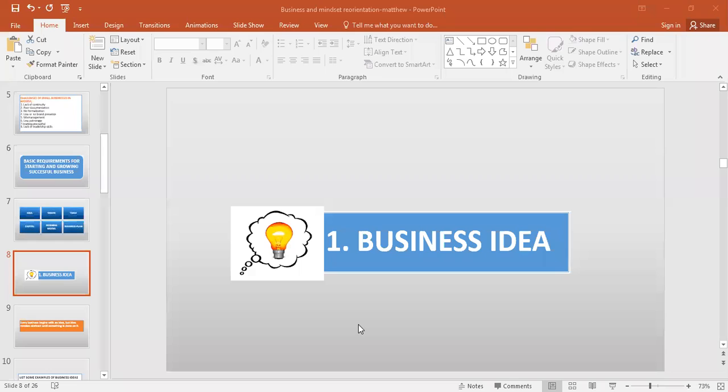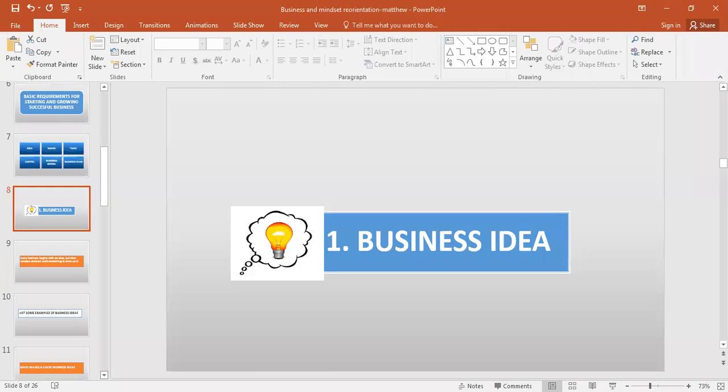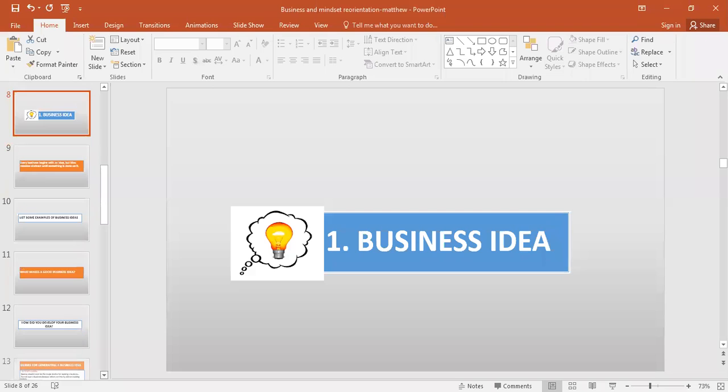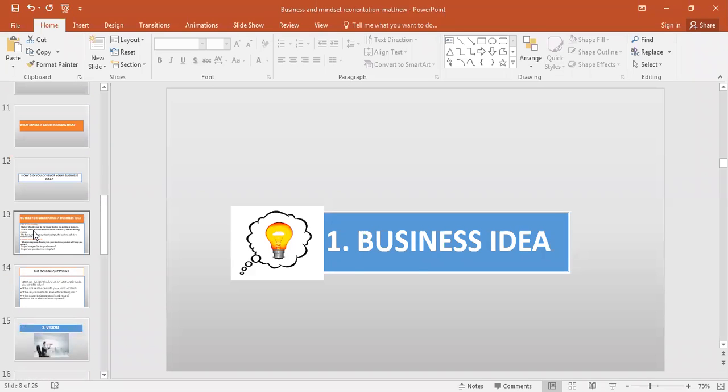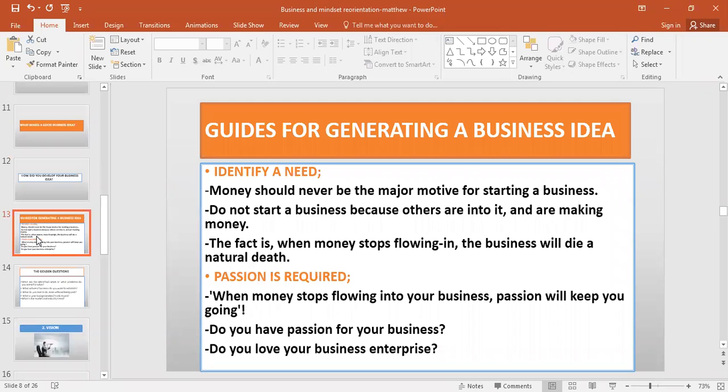Then the next is that you have to be passionate about your business idea. The question is, do you have passion for that business? When money stops flowing in your business, what keeps you going? Passion. Because money will always come. One thing with money is that it is transient. Today, you have a lot of free flow of it. Tomorrow, you're experiencing only outflow. A time will come when there is a truncation.